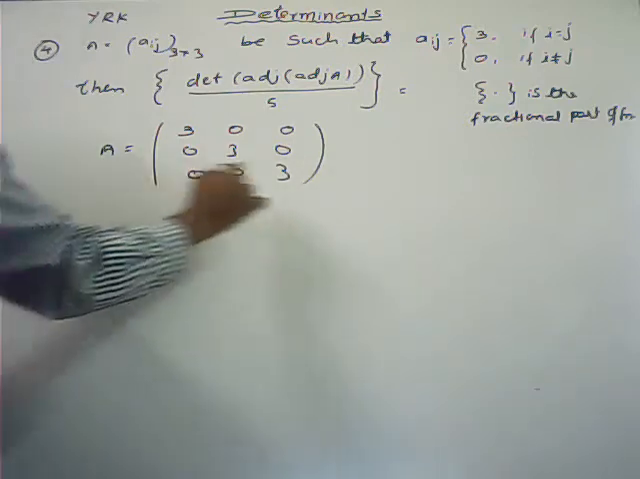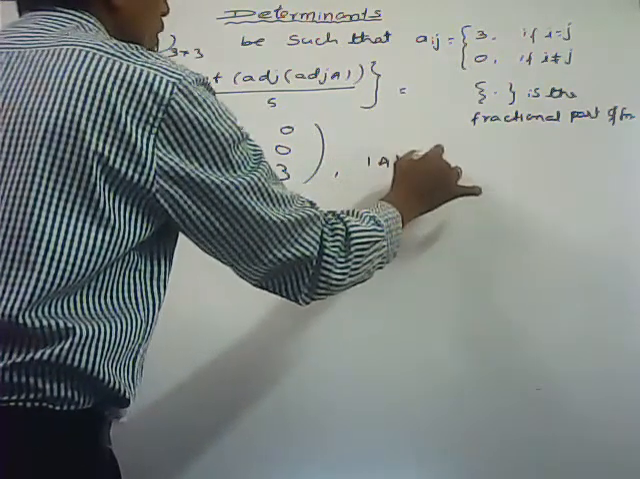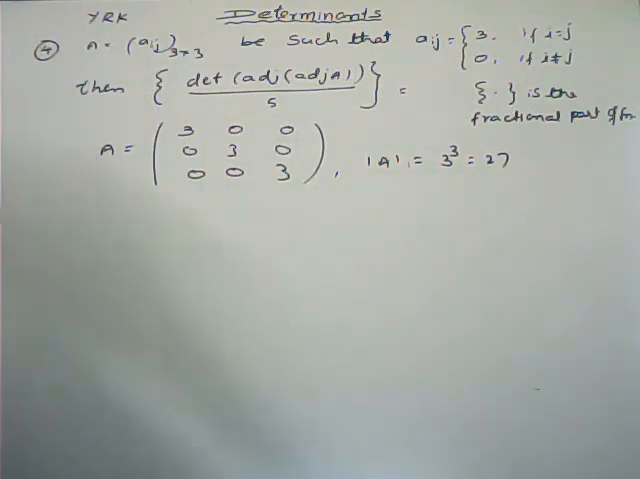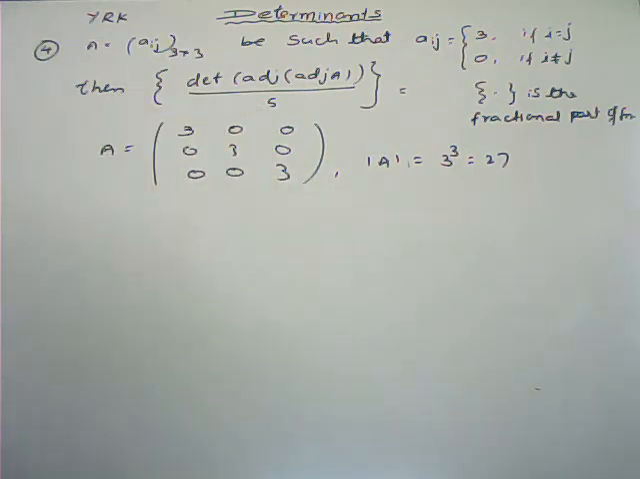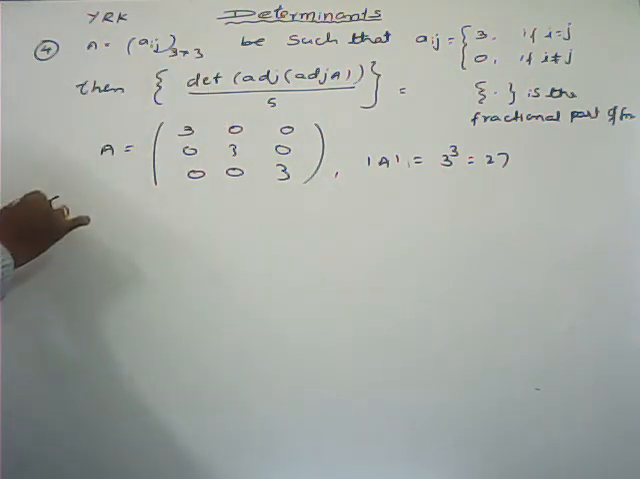Then what about the determinant of this one? Det A is equal to 3 cube, that is equal to 27. 3 into 9 minus 0, so 3 cube we get, that is 27. Now here what they are asking is the fractional part. I will explain what the fractional part is also.